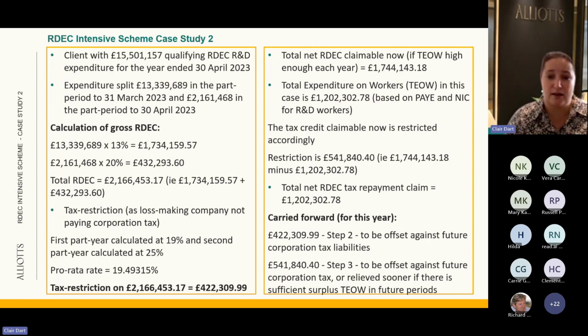£422,000 restricted under the tax restriction. That gets treated as step 2, and that gets carried forward to a year when we have profits, and we can then utilise that to reduce corporation tax. We also had a restriction of 541,000 as a result of the workers' cap. But that gets carried forward as well as step 3, and that can be used in the future against either corporation tax or potentially, if there's sufficient surplus, we can get it relieved sooner.